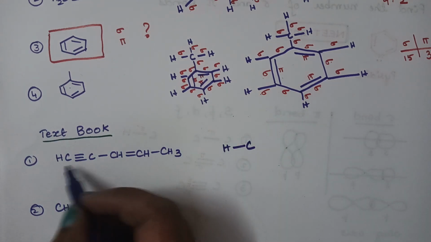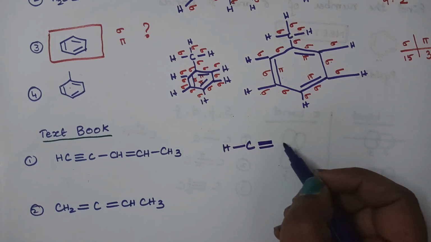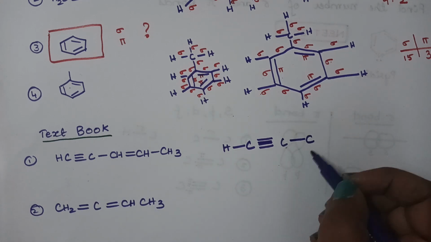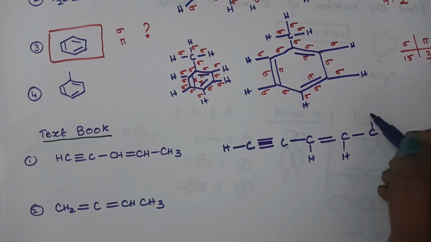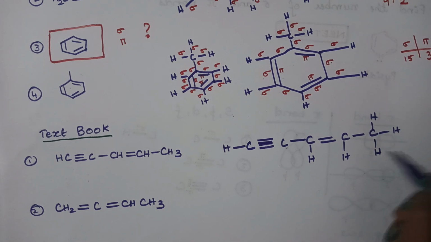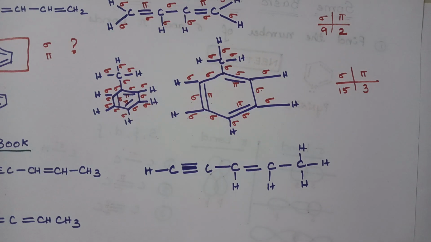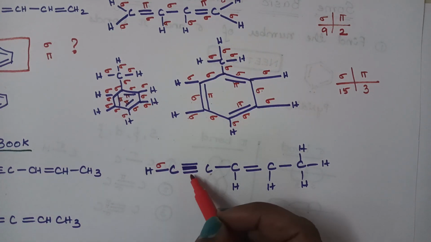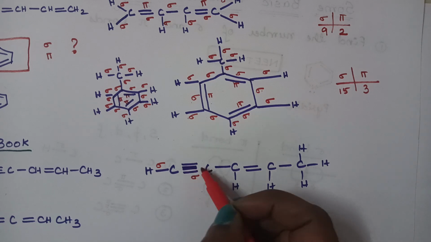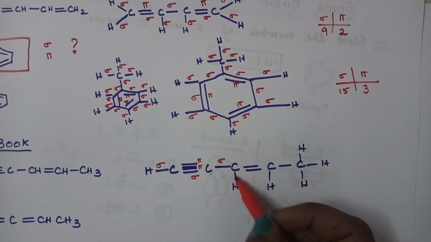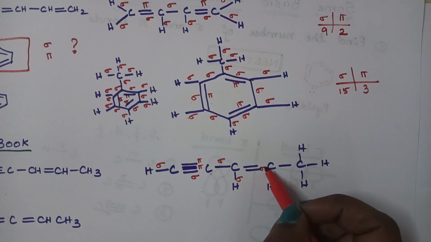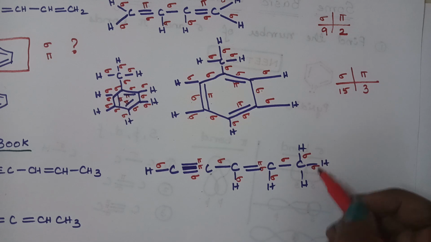Hydrogen, carbon, triple bond, carbon, hydrogen, double bond, carbon, hydrogen. So this is the structure. So now single bond means sigma bond. Triple bond, one will be sigma, second will be pi bond, third will be pi bond. Single bond means sigma, single bond sigma, and here one will be sigma bond, another will be pi bond. Sigma bond, sigma, and sigma.